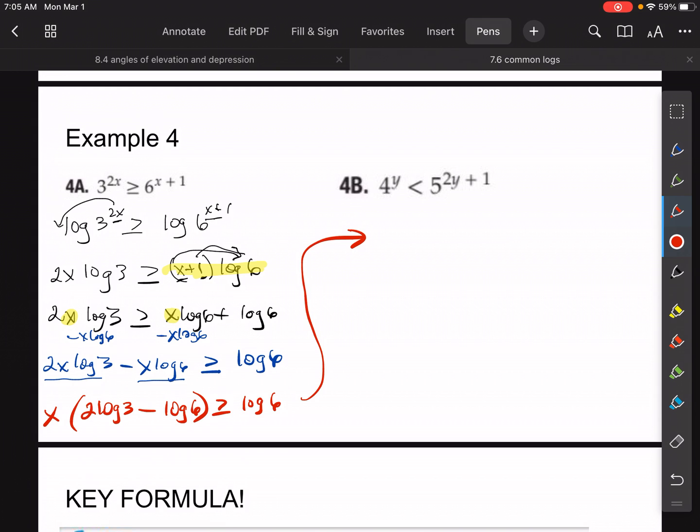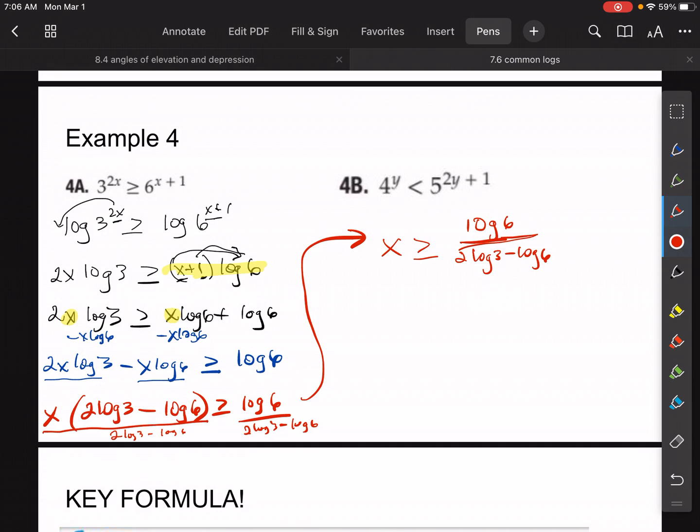Okay, so to get x by itself, I'm going to have to now divide both sides by this thing in parentheses, 2 log 3 minus log 6. So when I do that, I'm left with x on one side is greater than or equal to whatever log base 10 of 6 over 2 log 3 minus log 6 is.